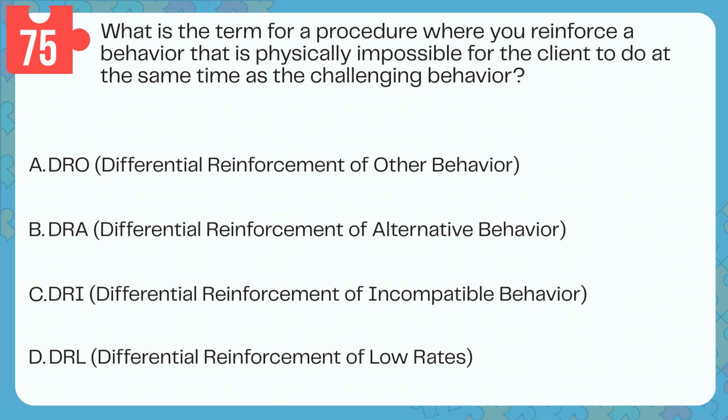Question 75. What is the term for a procedure where you reinforce a behavior that is physically impossible for the client to do at the same time as the challenging behavior? A. DRO, differential reinforcement of other behavior. B. DRA, differential reinforcement of alternative behavior. C. DRI, differential reinforcement of incompatible behavior. D. DRL, differential reinforcement of low rates.